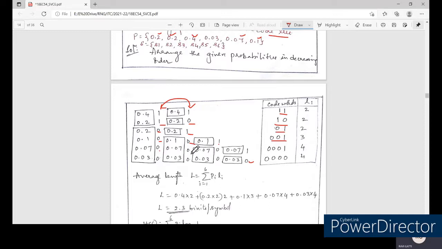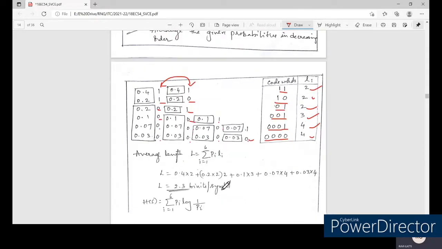The next one is 0, 0, 0, 1. The last one is 0, 0, 0, 0. So the average length of code words, how many digits are there? 2, 2, 2, 3, 4, 4.